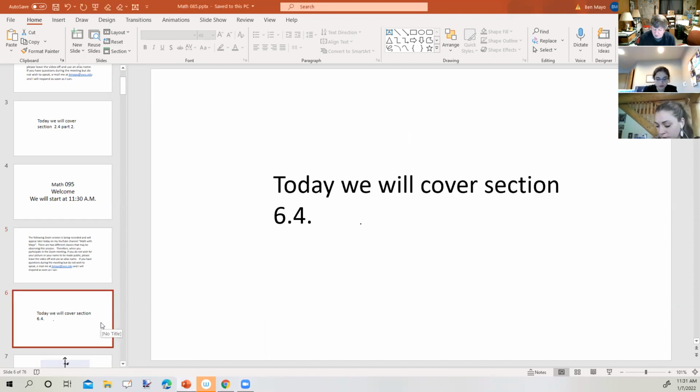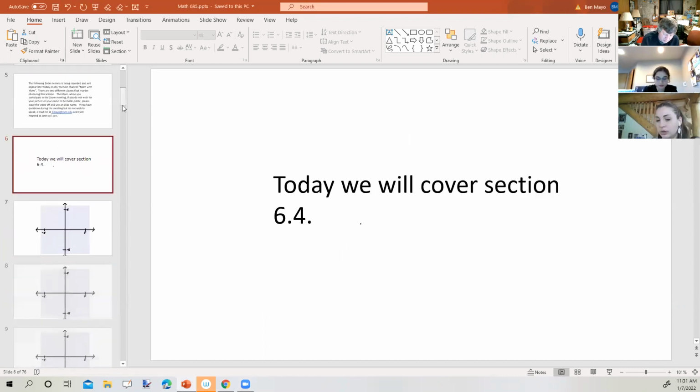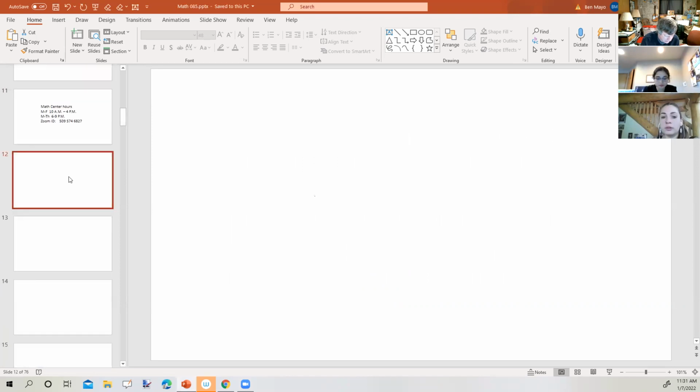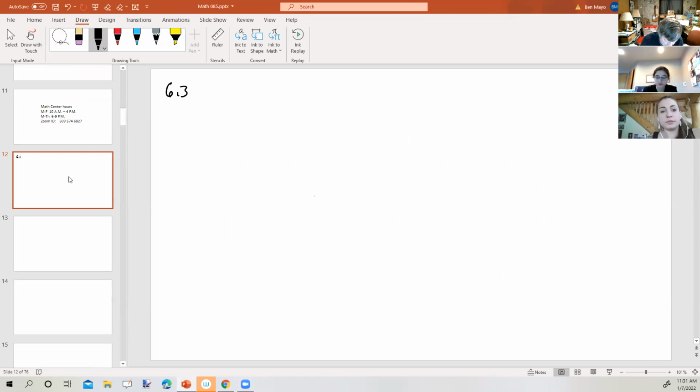All right, so today, eventually, we're going to go on to section 6.4. But before we do that, we've got some questions. This is from 6.3, part 1, and this is number 19. It says, factor the polynomial completely. If the expression is not factorable using integers, enter prime.